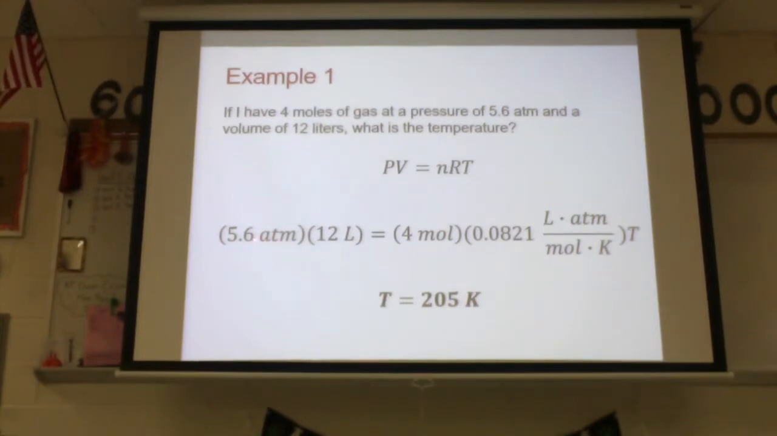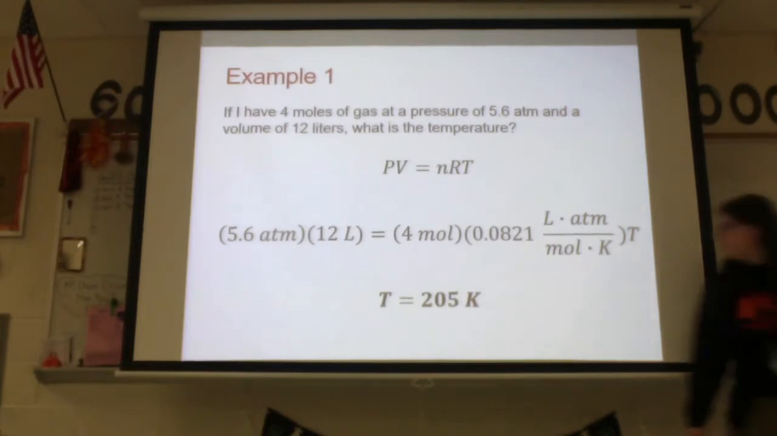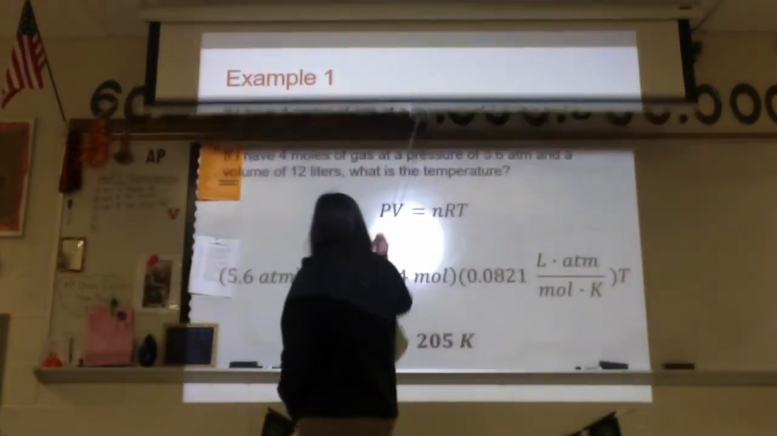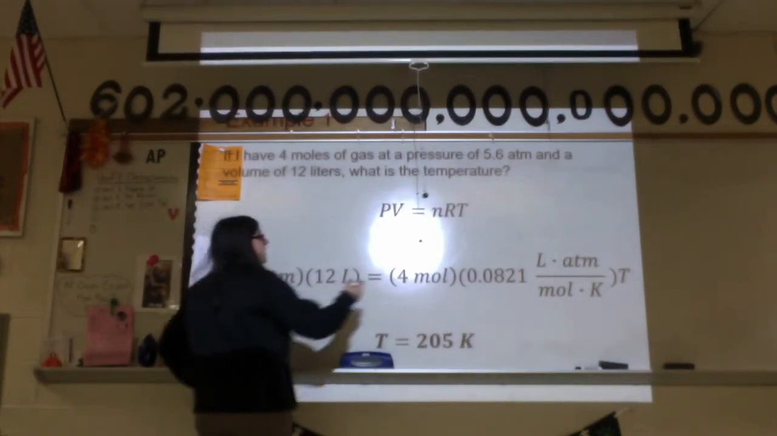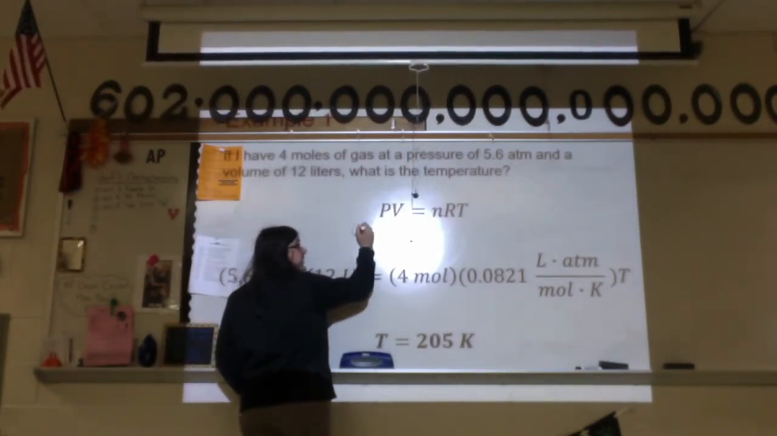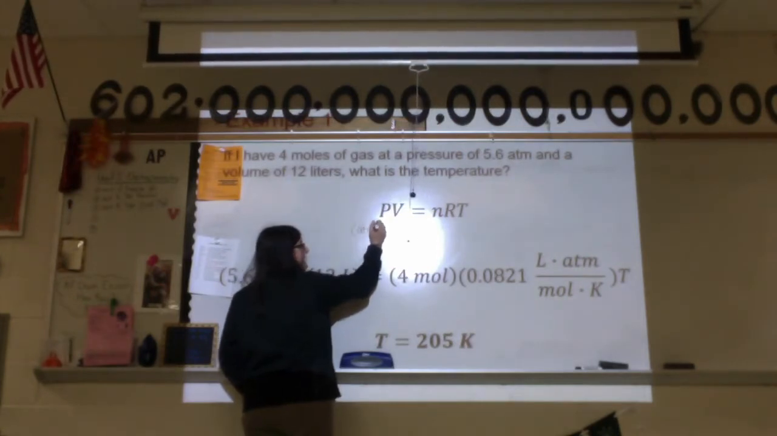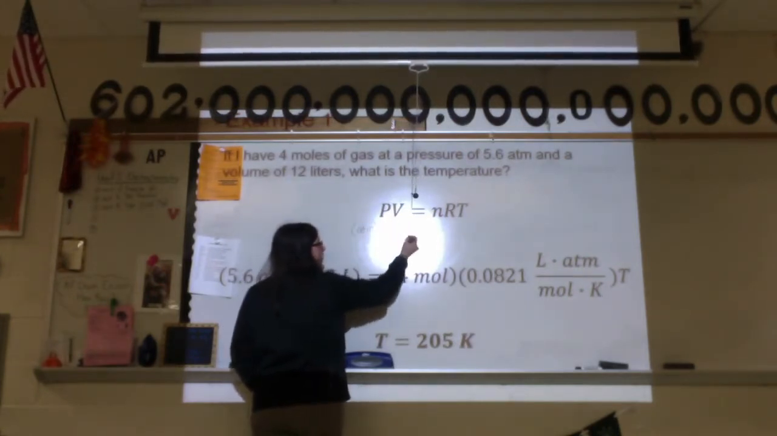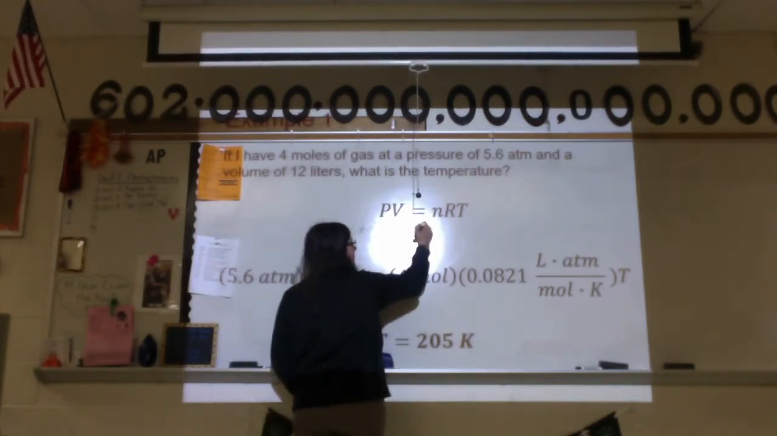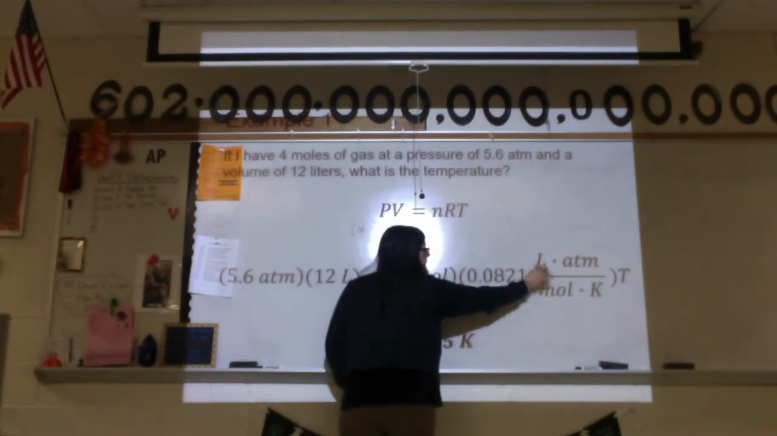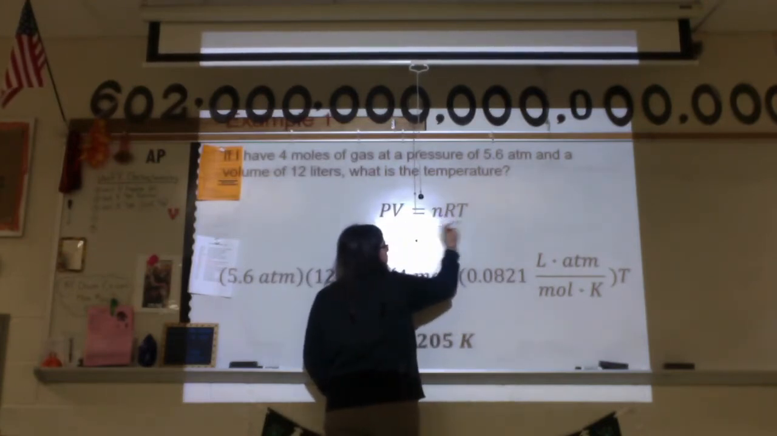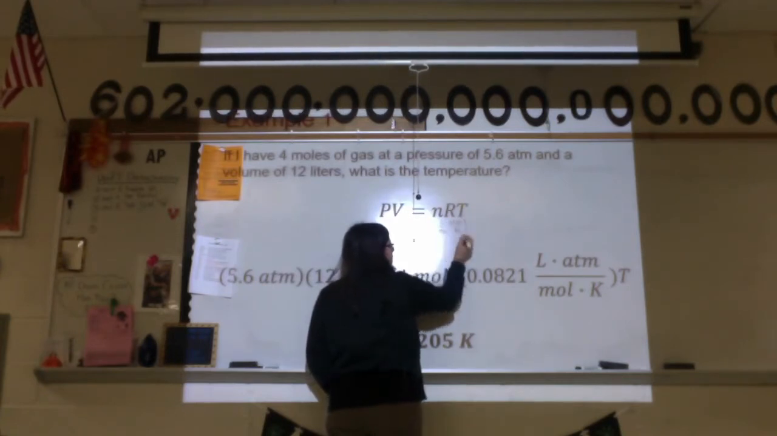So 5.6 atmospheres times 12 liters. Right, so 5.6 times 12 divided by whatever 4 times 0.0821 is. That isolates T. So let's take a second to look at the units. In this case, my units of pressure are in what? Atmospheres. My units of volume are in liters. My units of moles is, well, moles. R is using liter atmospheres over mole Kelvin. And I'm looking for T.